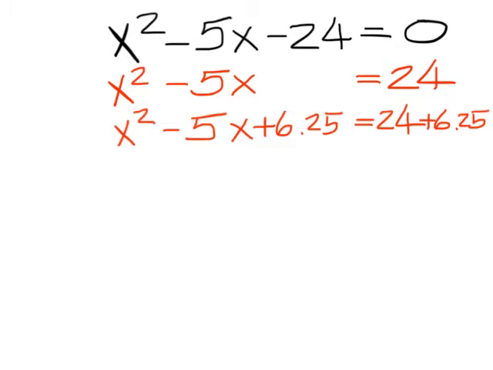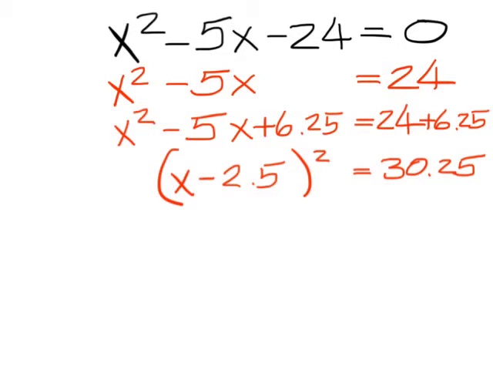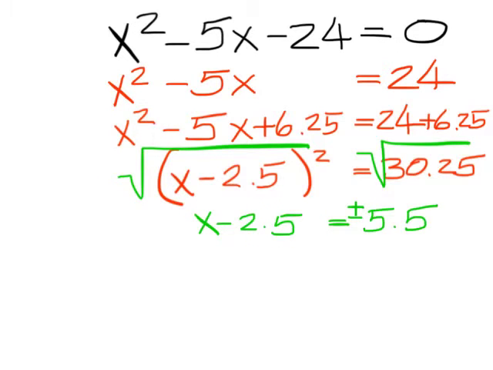So it'll be x minus 2.5, that quantity squared, equals the sum of 24 plus 6.25. And this is it. Quantity squared of x minus 2.5, close the quantity, equals 30.25. Now find the square root of both sides. And you should have x minus 2.5 equals plus or minus 5.5.